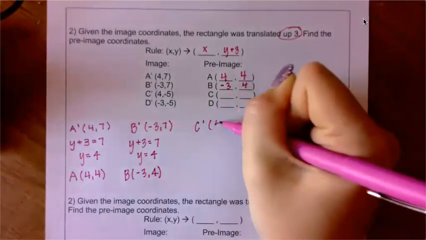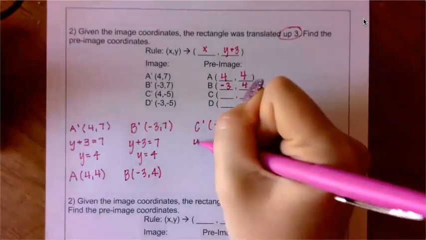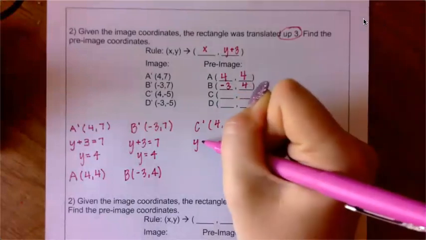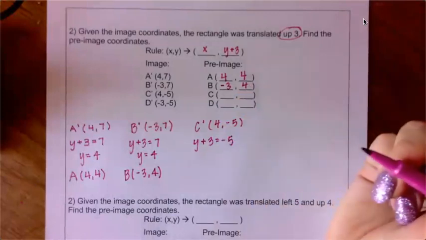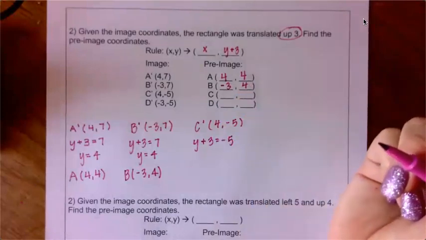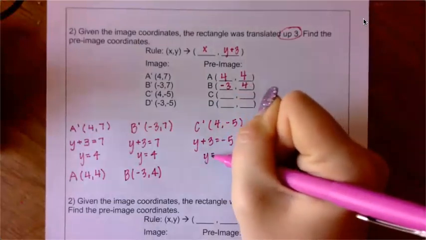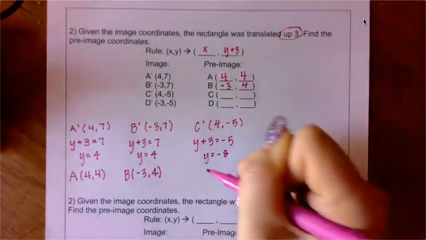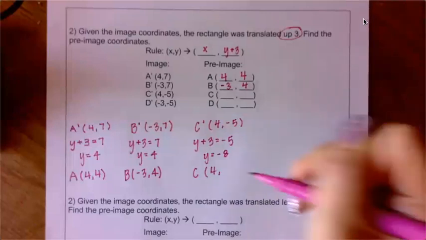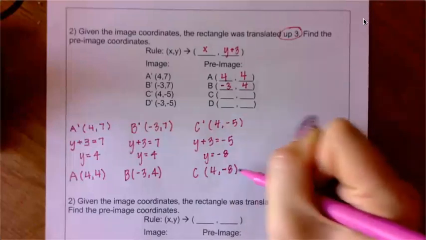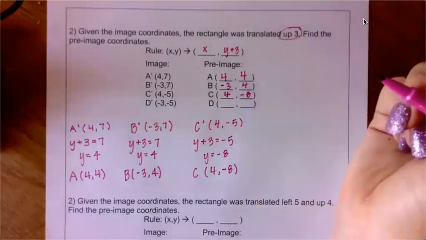C prime was at 4, -5. So when I took my Y value of the pre-image and added 3, it equaled -5. Solve this one-step equation by subtracting 3 from both sides. So Y equals -8. In my point, the X value does not change, and my Y value is a -8. So C is at 4, -8.